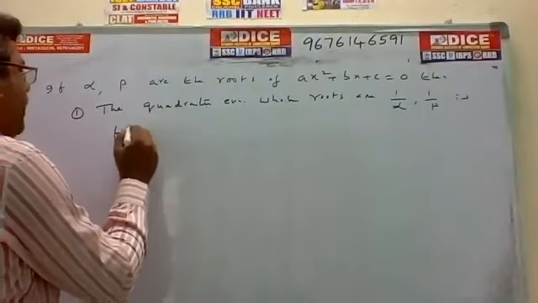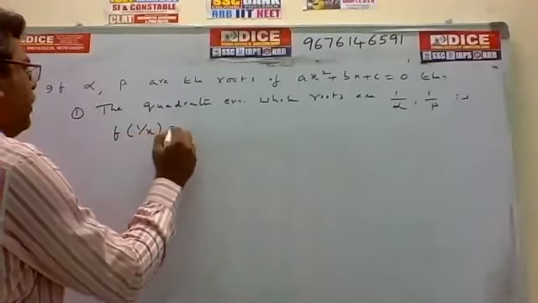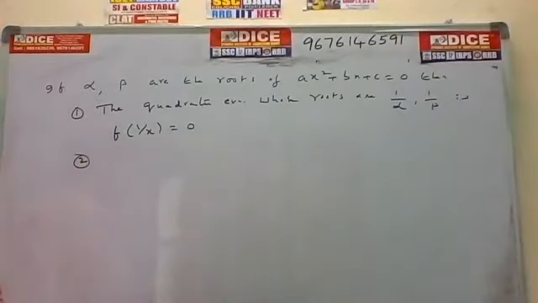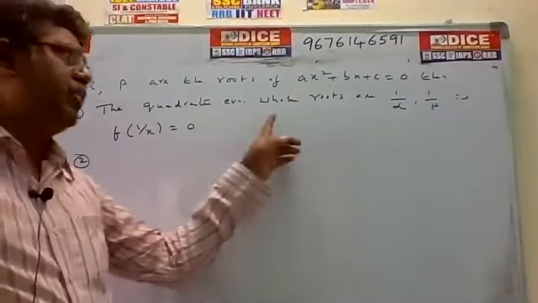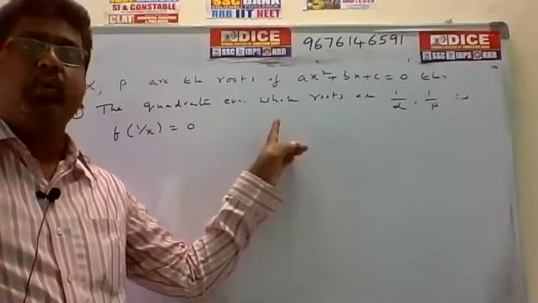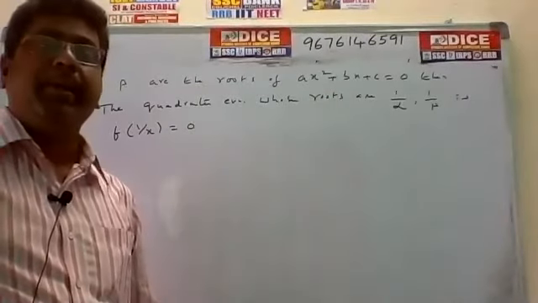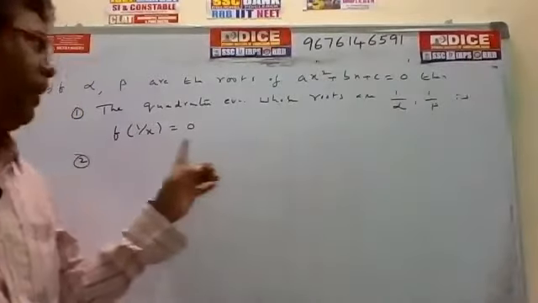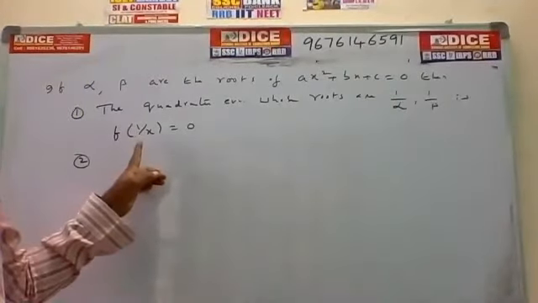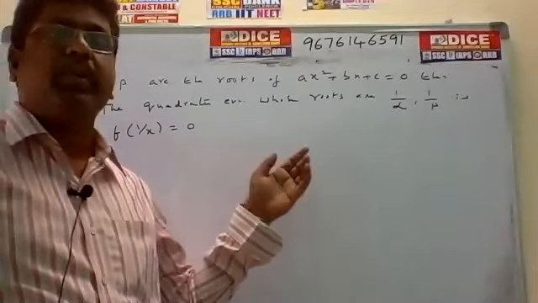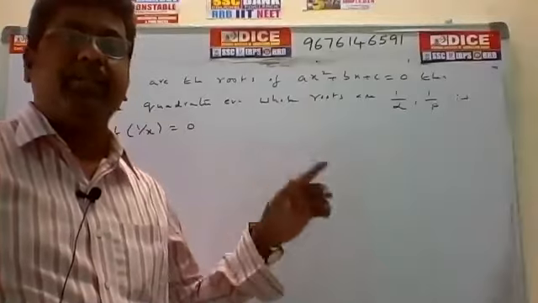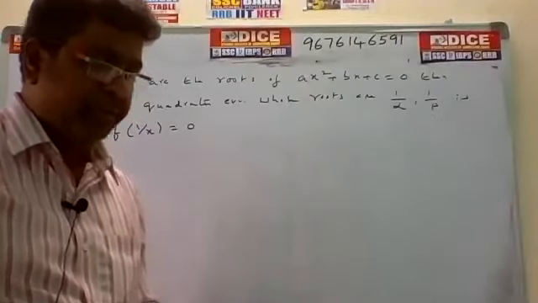f of 1 by x is equal to 0. The quadratic equation whose roots are 1 by alpha, 1 by beta, the reciprocals, the formula is f of 1 by x is equal to 0. So in the equation, in place of x, you have to take 1 by x. That is the condition. Second formula.